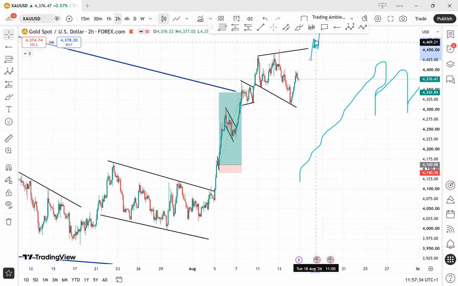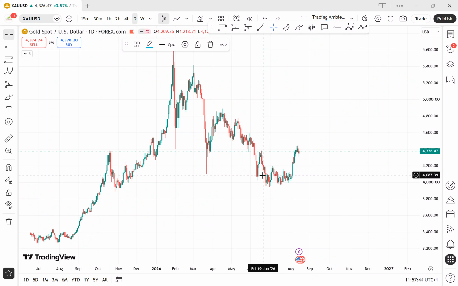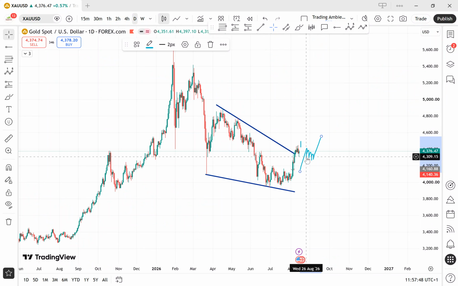But before taking this trade, I would like to see the price break out here and print a smaller continuation structure, or on the bigger time frame, a bigger continuation structure that will be visible on the daily chart. So that is it for XAU USD. And that brings us to the end of this week's market recap and outlook here at the Trading Ambience.